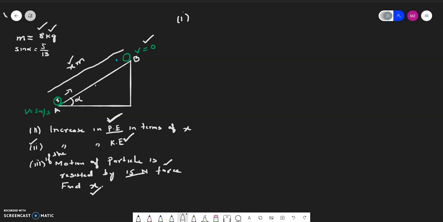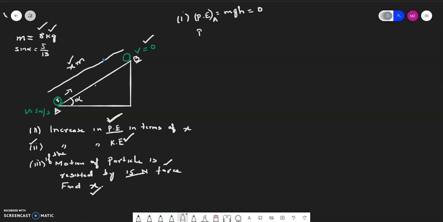Now, first of all, the increase in the potential energy. Let us suppose this is the initial position of the ball, A, and B is the final position of the ball. So we need to find the potential energy at both these points in order to calculate the change in the potential energy. Potential energy at point A will be mgh, and since the height at A is 0, the potential energy will be 0.